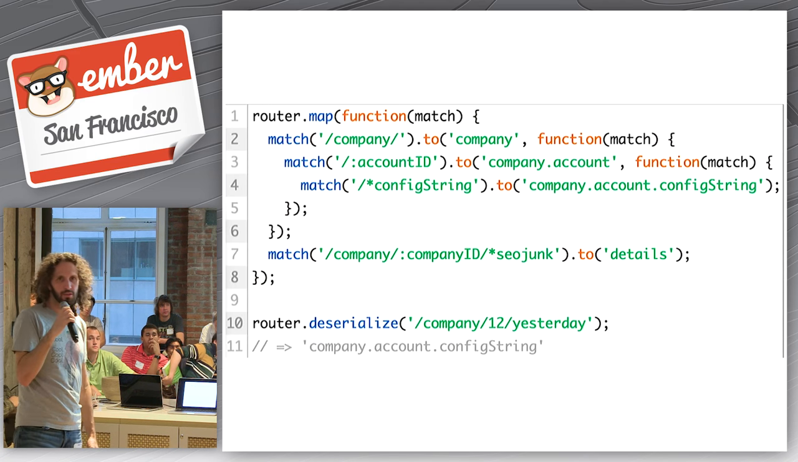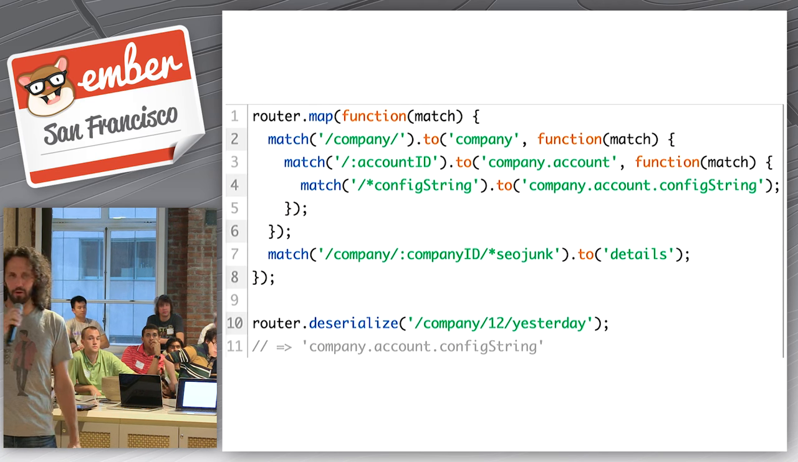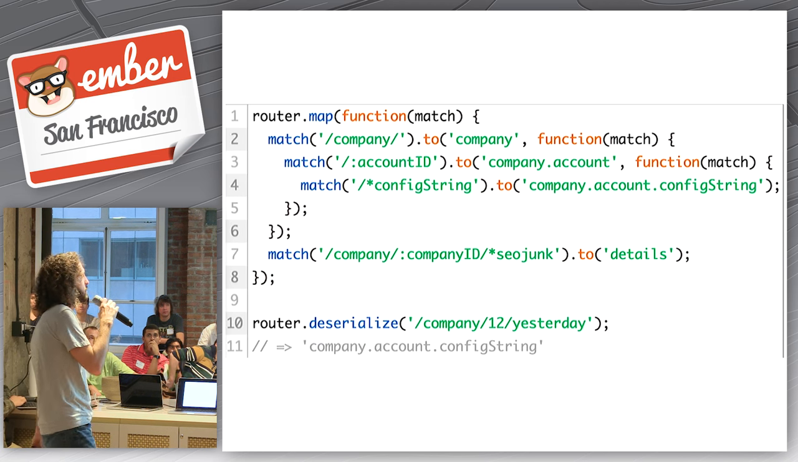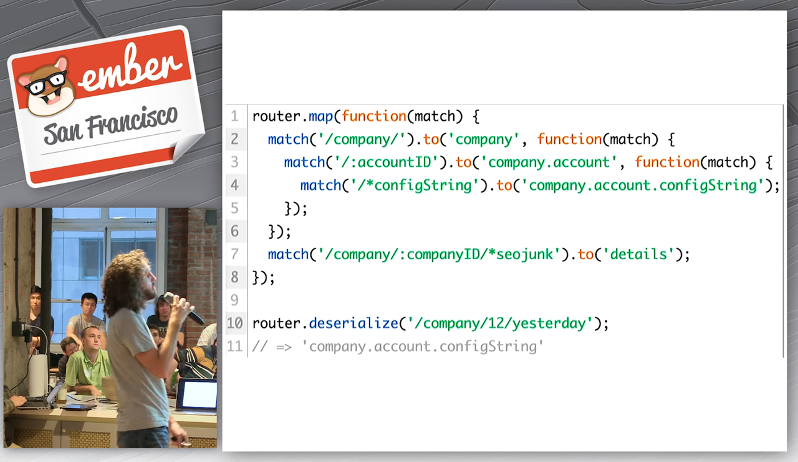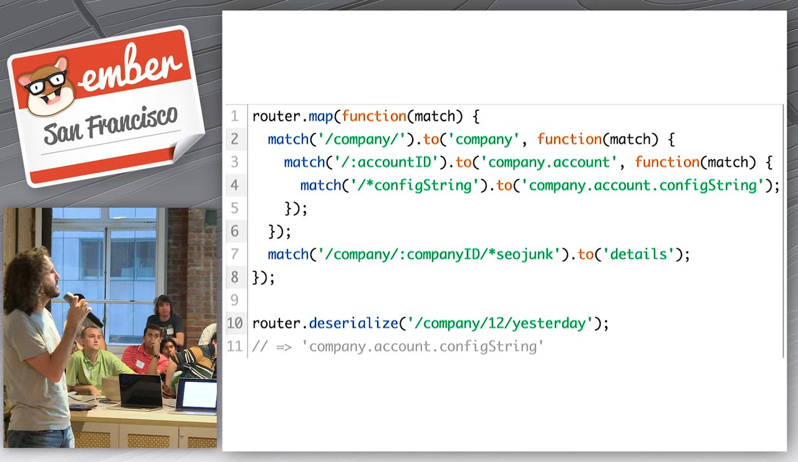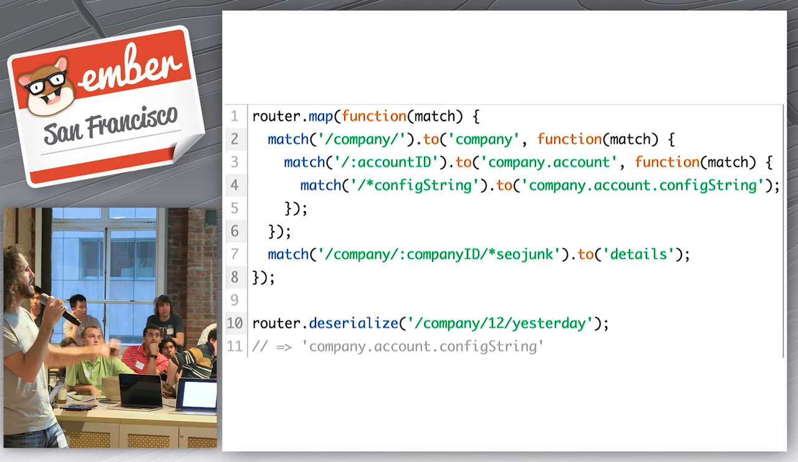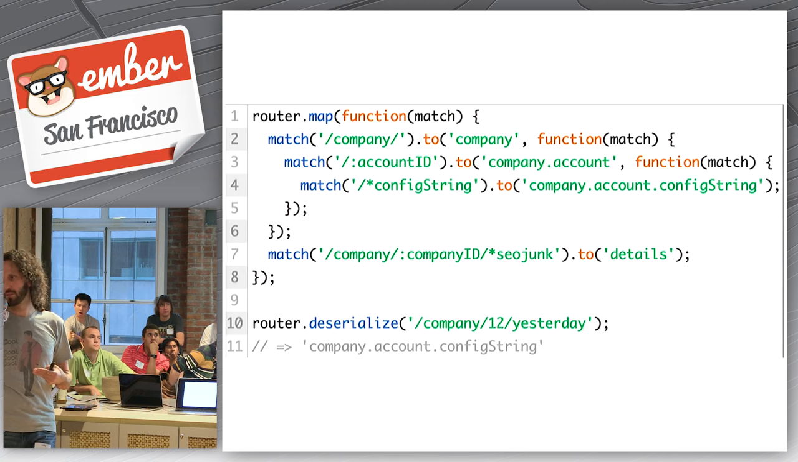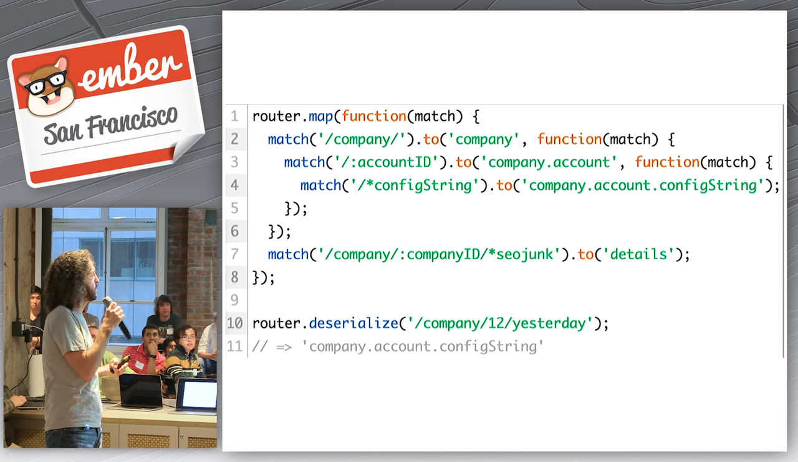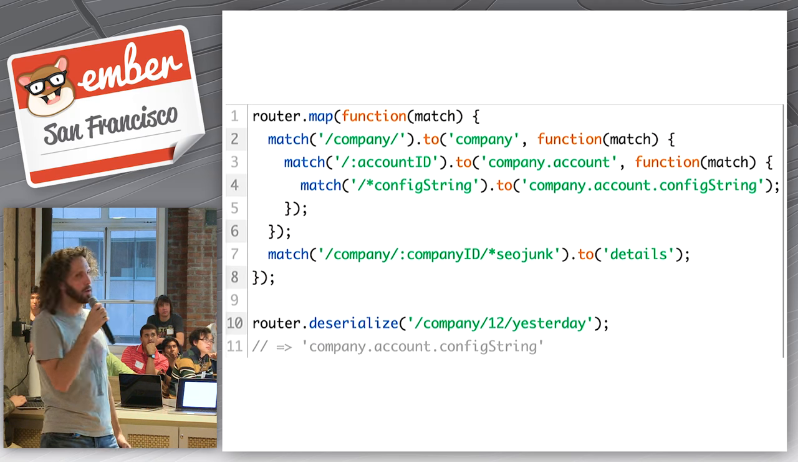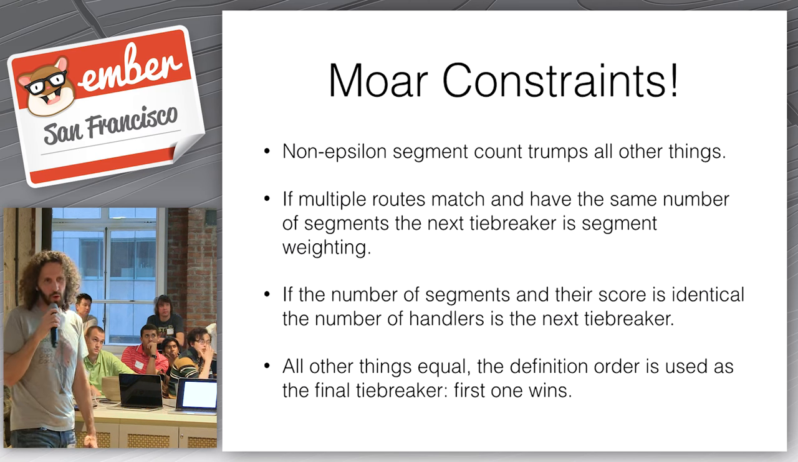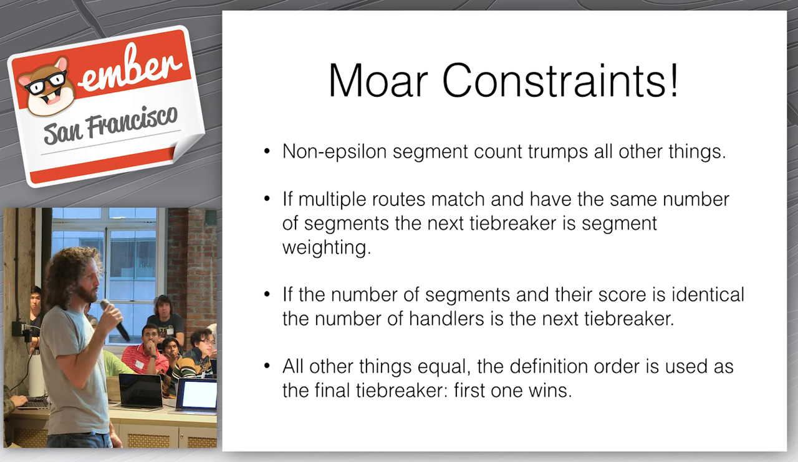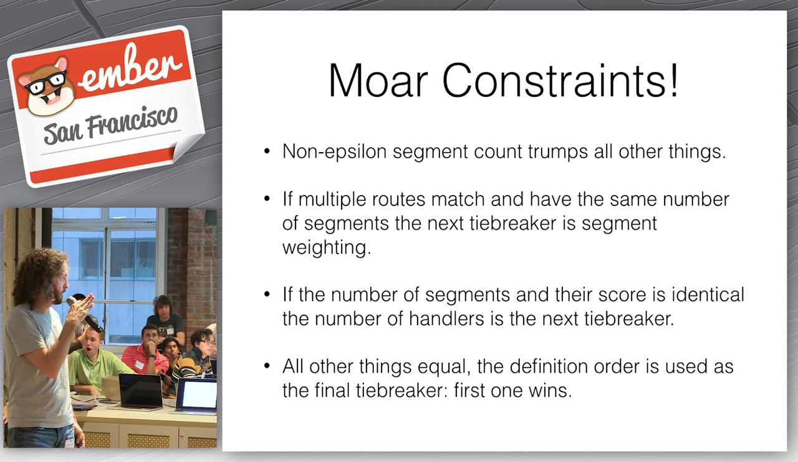The number of handlers is actually the next tiebreaker. If we look at this, we have one handler called details on line 7. But if we look at line 4, we're now nested 3 layers deep. So we actually have 3 handlers involved on line 4: company, company account, and company account config string. All 3 of those are going to be invoked, and so we're going to use that as the 3rd tiebreaker.